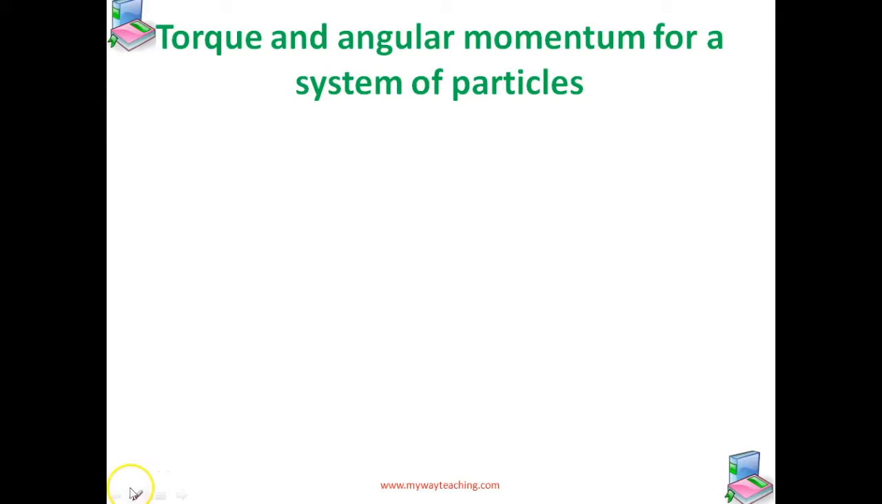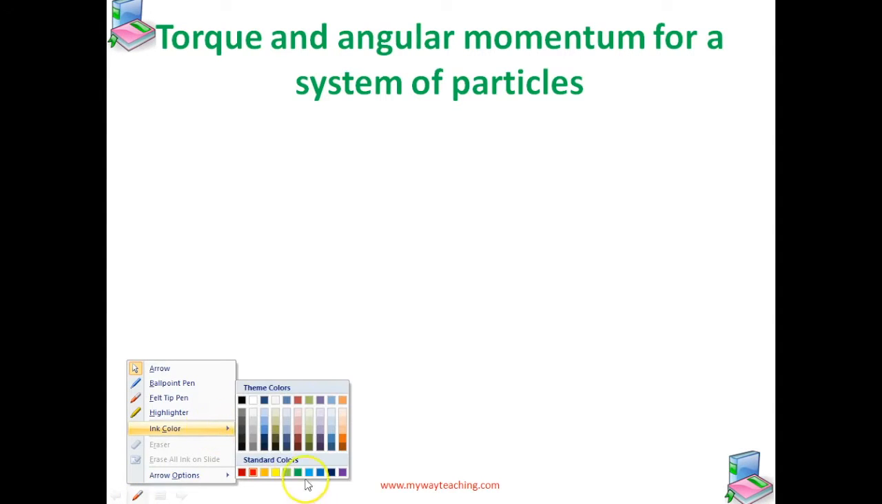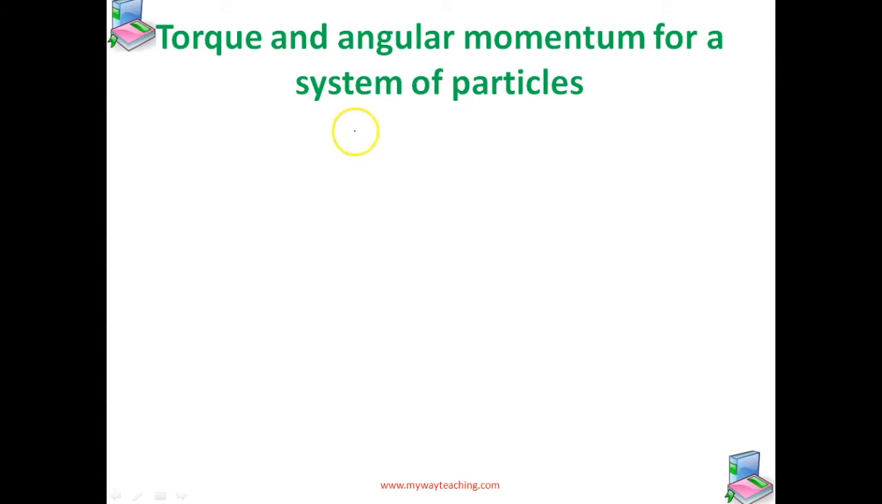In this part, let us study what is torque and angular momentum for a system of particles. Here we are considering not a single particle but rather a system of particles. To get the total angular momentum of a system of particles about a given point, we need to add vectorially the angular momentum of individual particles, isn't it? Yes.